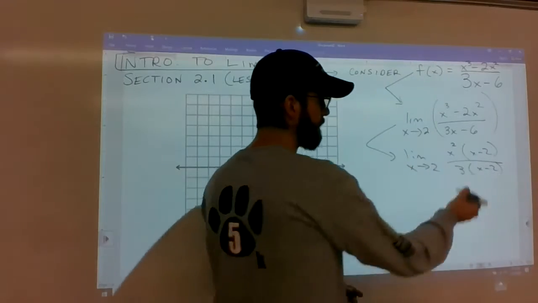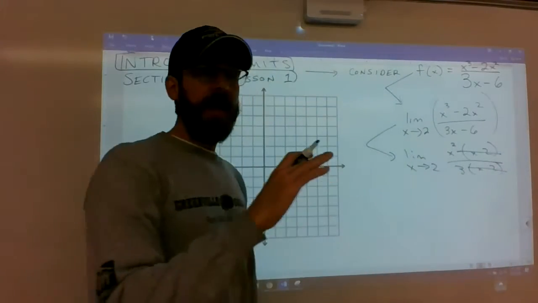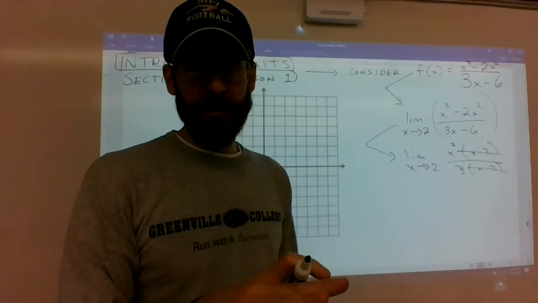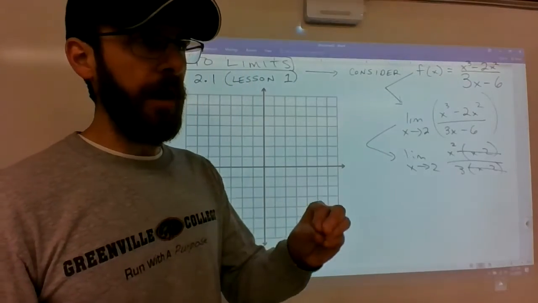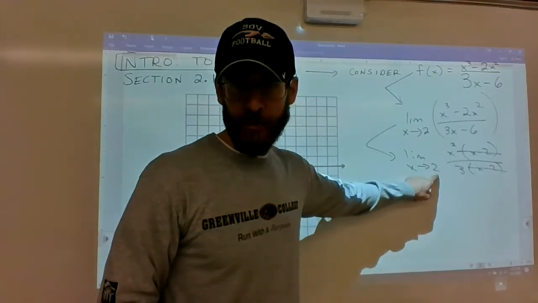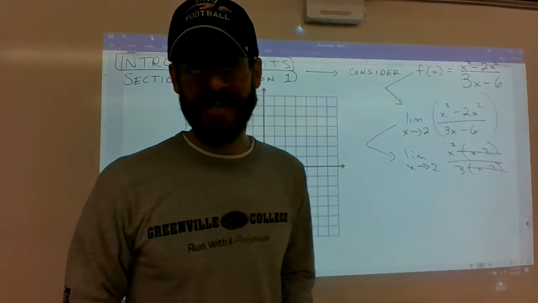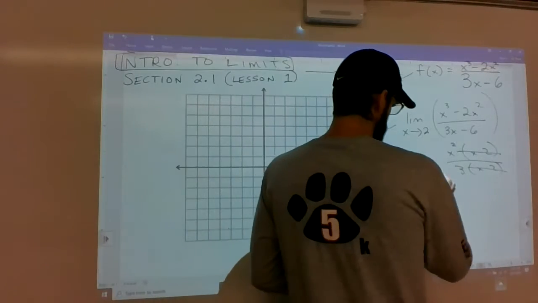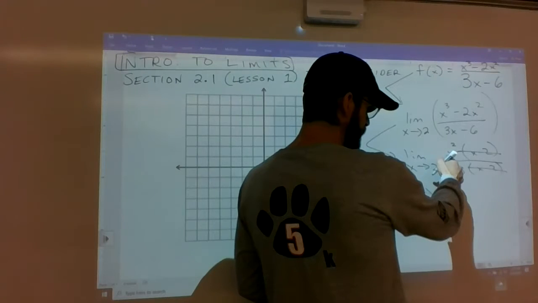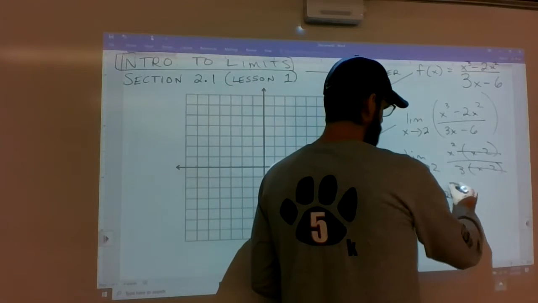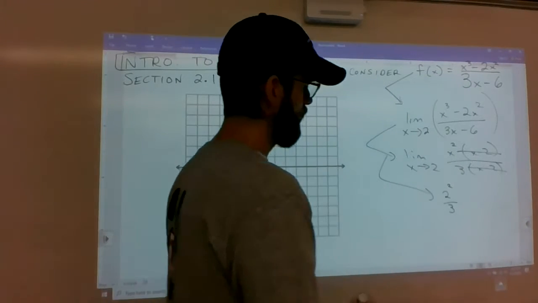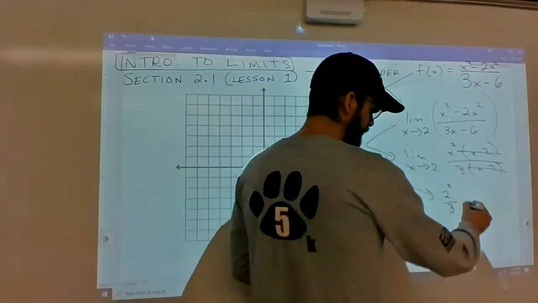It'd look just like that. And you'd say, okay, after I divide out the domain issue, there's no longer a problem with inputting 2 into that function. So I'm going to input 2 into that function. So wherever you see the x squared, wherever you see the x, I'm putting a 2. And computationally, 4/3 is the answer.